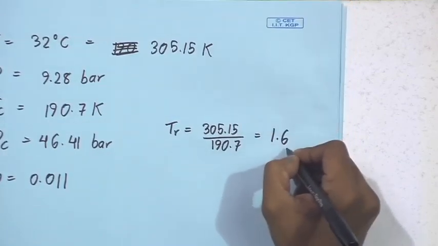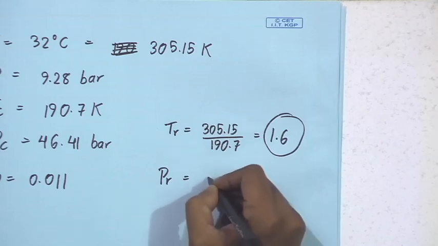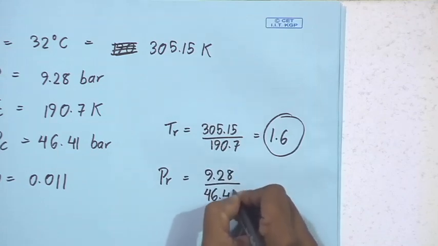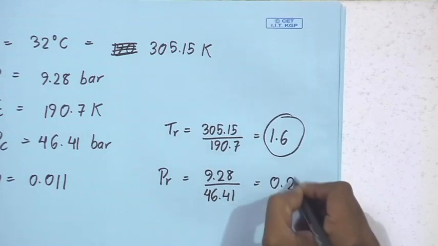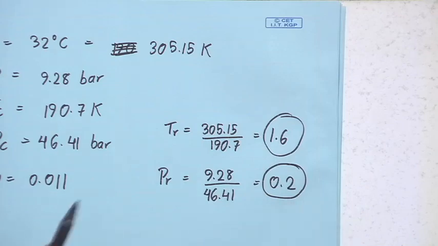Reduced temperature value, we got it as 1.6. Reduced pressure value, we got it as 0.2. Now we have the reduced temperature value, we have the reduced pressure value. So we go to the chart.